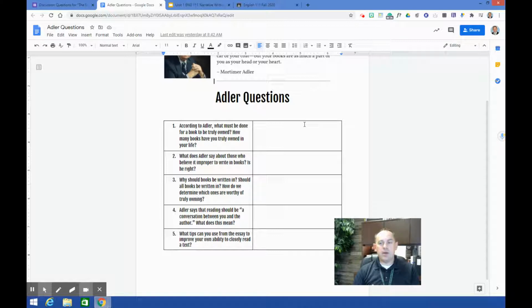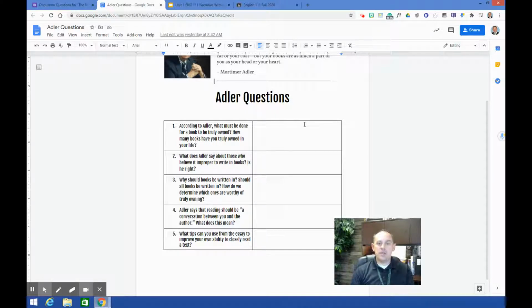And so that question about how many books have you truly owned, it might be just one or two. Maybe it's a special book to you. Maybe it's a piece of fiction, a piece of nonfiction. You may have even cited a religious text that you read over and over again and that you've marked heavily. So that's what he's meaning by truly owning a book, is one that is truly consumed, not just to be kept on a shelf in its pristine condition.